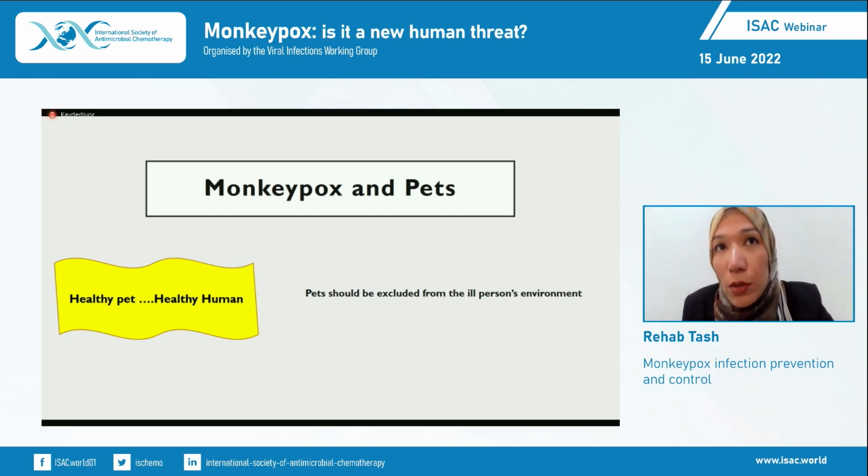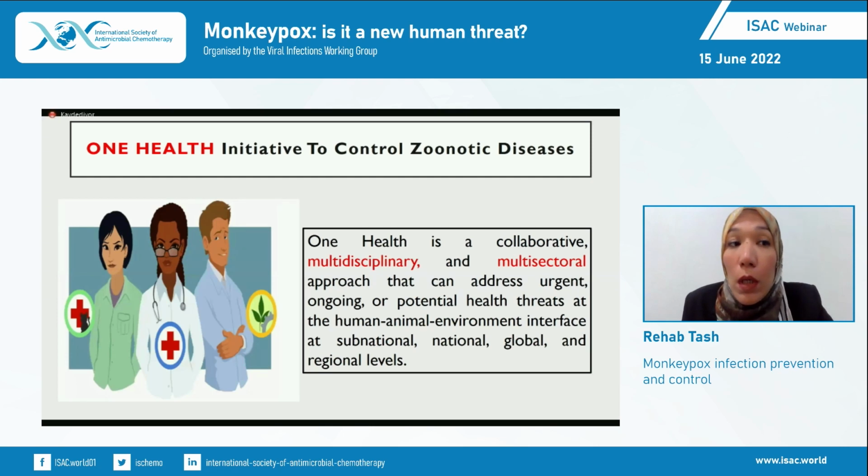Also, for patient confirmed or suspected cases of monkeypox, we should exclude pets from the direct patient environment. So it's time now for the One Health initiative to come to the scene. It's a multidisciplinary, multi-sectoral approach. By 2019, there was a very flexible, comprehensive, informative guide to put One Health into action, and it's time now to do so.